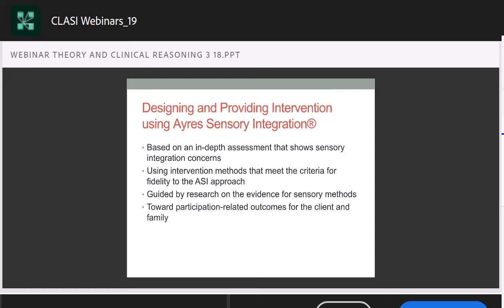And we don't have a lot of dosage studies that tell us how much, but the randomized clinical trials that we have are 2 to 3 hours a week over a course of 8 to 12 weeks. And then what are we working towards? We're working towards participation-related outcomes.